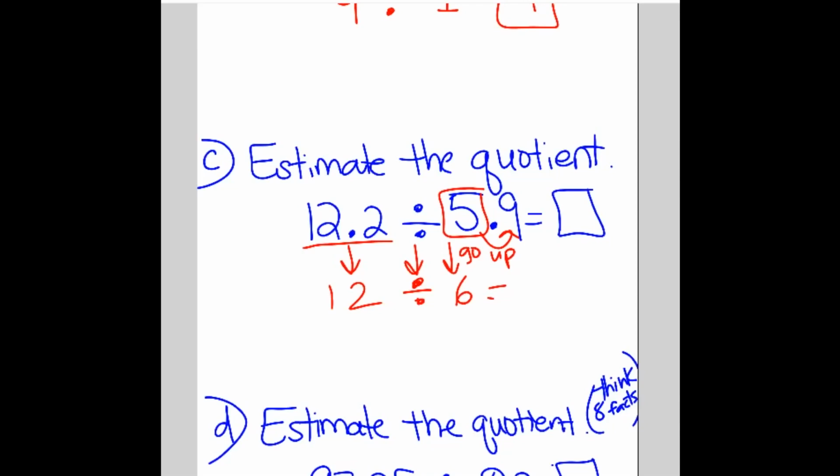So now I have 12 divided by 6. What does that equal? 2. And that was our answer. Next example.